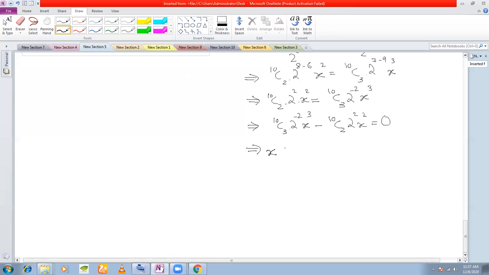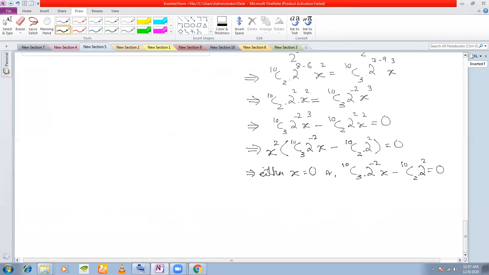Now from this you can take x common. If you take x square common, you get 10C3 into 2 to the power of minus 2 x minus 10C2 into 2 square is equal to 0. That means either x is equal to 0 or 10C3 into 2 to the power of minus 2 x minus 10C2 into 2 square is equal to 0. But x is not equal to 0.